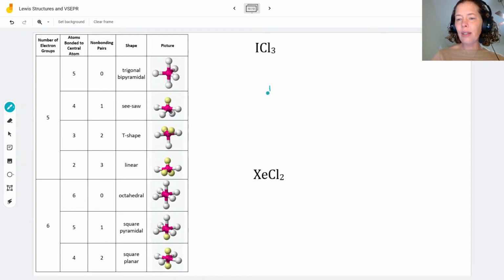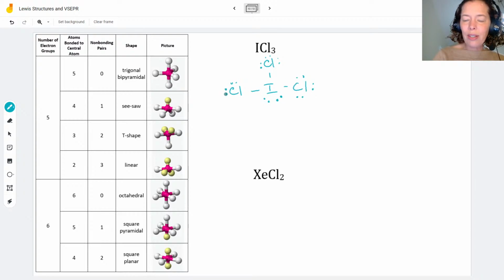ICl3, this one, of course, was bonded to 3 chlorine atoms, and it had 2 lone pairs on the central atom as extra. And let's put these lone pairs around the chlorine. So you can see iodine is the central atom here. It is a halogen, but it does not have that single bond and 3 lone pairs. So that's why I say with the halogens, you often find them with a single bond and 3 lone pairs, but not always.